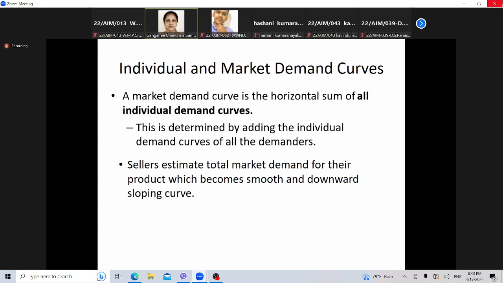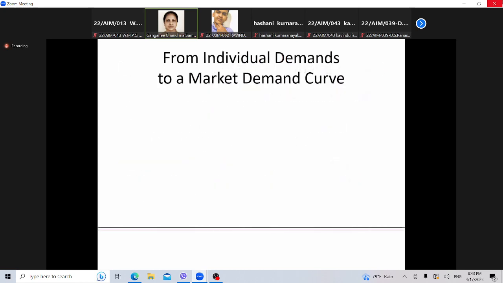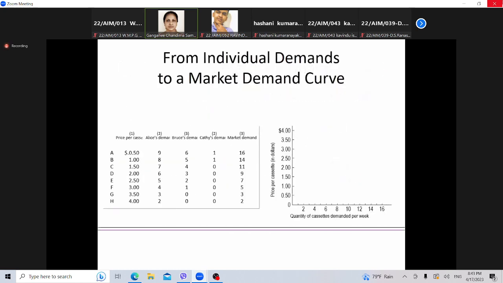Okay. We can draw this as well, see with the figures. Different people are there, so I use foreign names: Kathy, Bruce, Alice. So there are individual demand curves we can draw. And the market demand is the summation of these all.